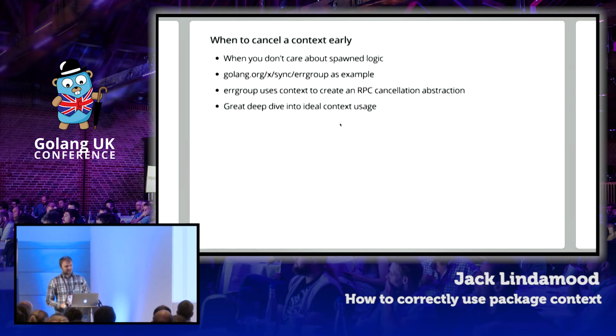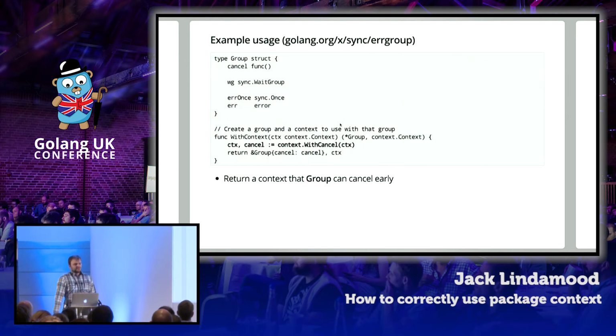Request cancellations. Let's go into it. When do you cancel something early? I'm going to deep dive into the errgroup package. It's a really awesome package that puts a very easy to use abstraction around context that at least most code at Twitch uses when it makes parallel or concurrent requests. So let's deep dive into it.